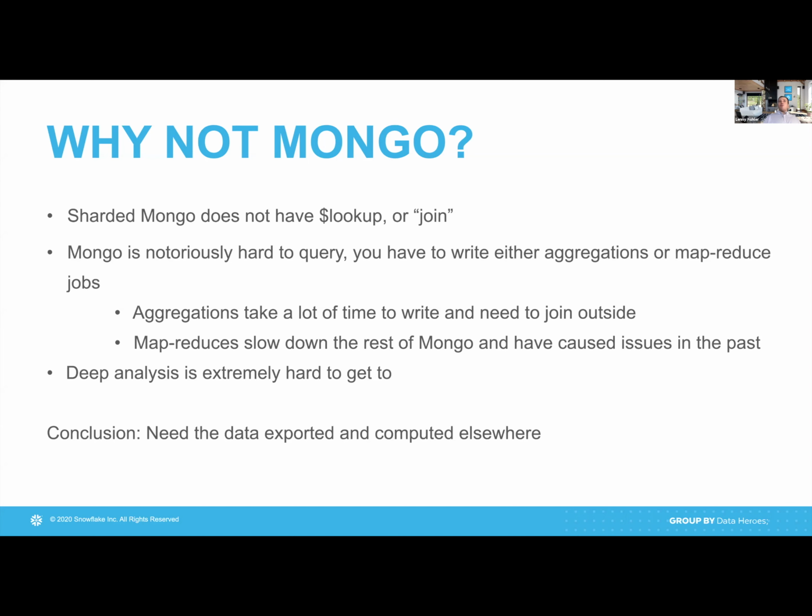Mongo is also notoriously hard to query. You have to either write aggregation pipelines via JavaScript, some kind of a connector, or a MapReduce job, which inherently is abstract and also time consuming.